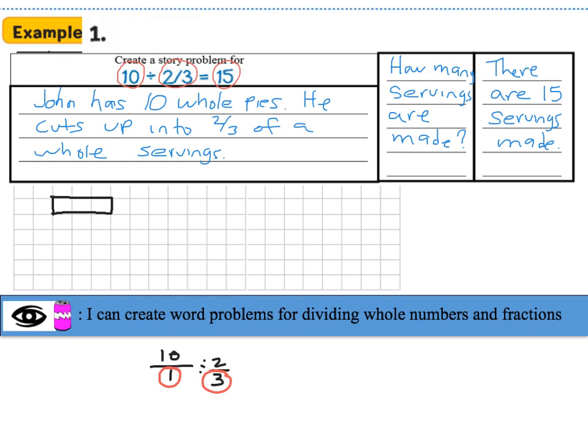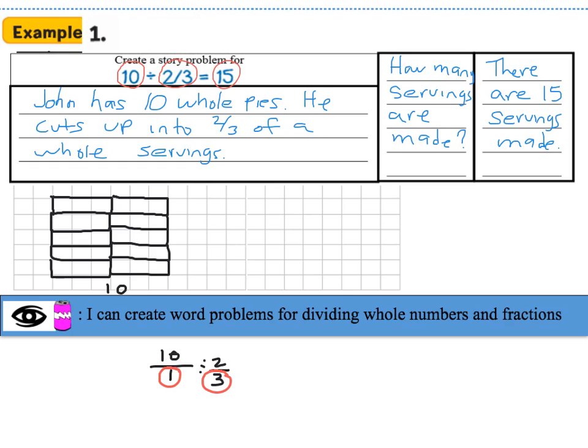Alright, so that's just 1 pie right there. The problem says I need a total of 10, so here's our second pie, our third pie, fourth pie, fifth pie, sixth pie, our seventh pie, our eighth pie, 9 pies, 10 pies. I'm going to label that 10. That is our total amount.